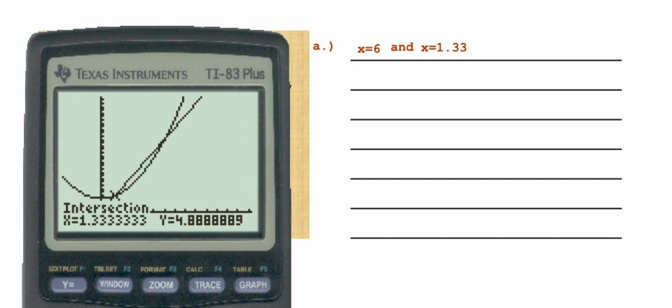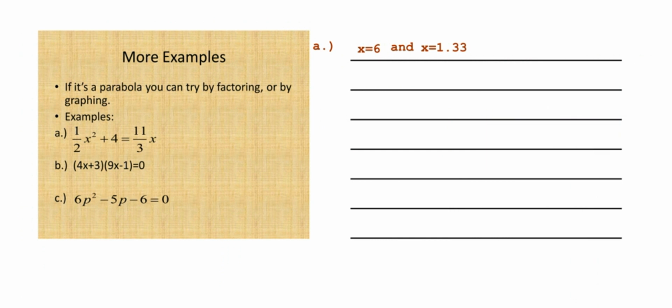So there it is. That's how we can calculate it using our calculator or by graphing. We can visually see where they intersect each other and give a rough estimate if you're doing it by hand. So let's continue with B then.